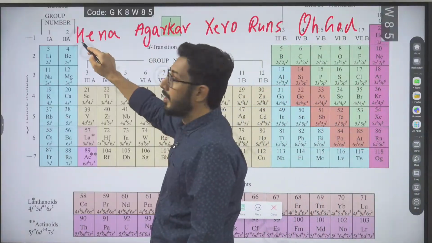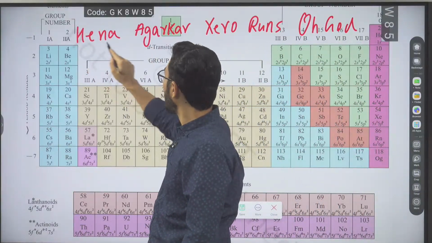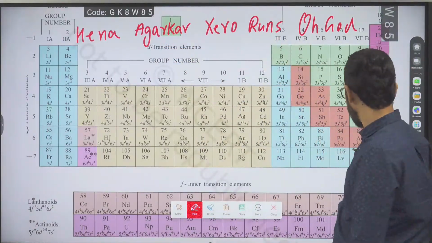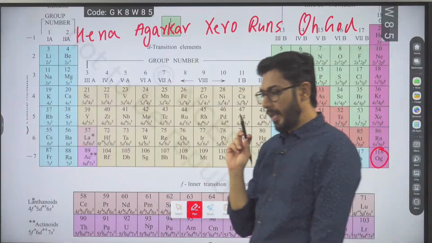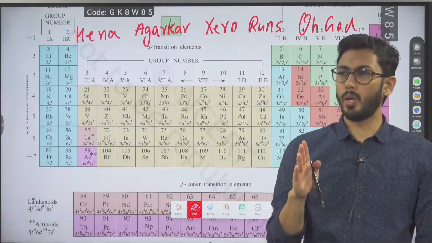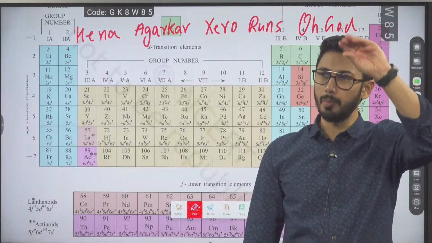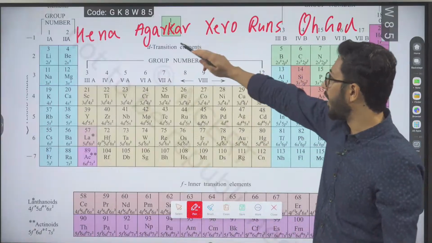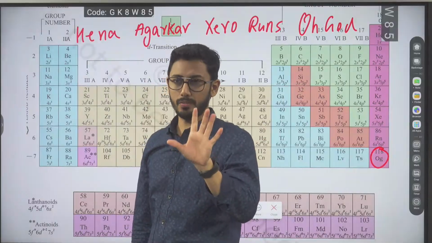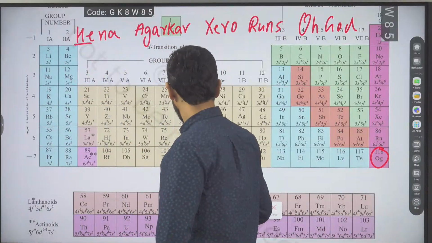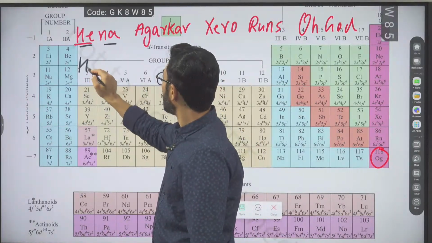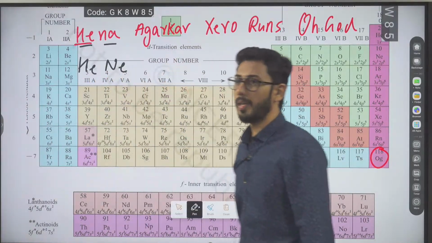Here you can use any other name also. I have written Hina Agarkar, 0 runs, oh God. The last one is important here, because it is the end of the periodic table. The 118th element is the end of the periodic table, so we should also remember that end point. Generally you have the idea of the halogens, then helium and neon.